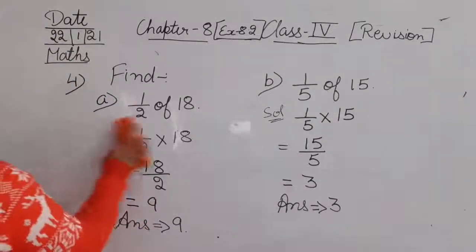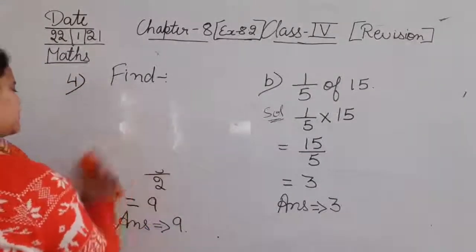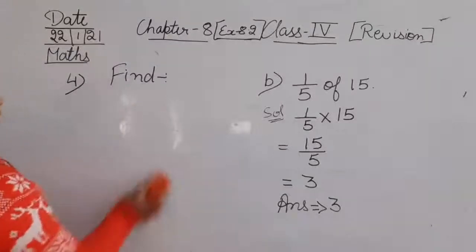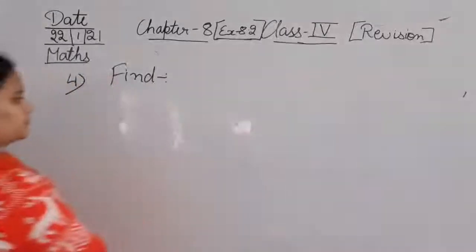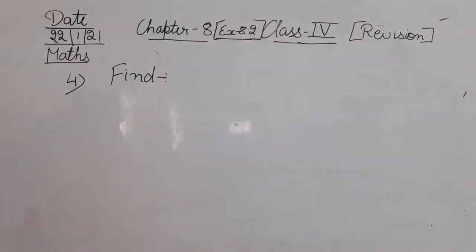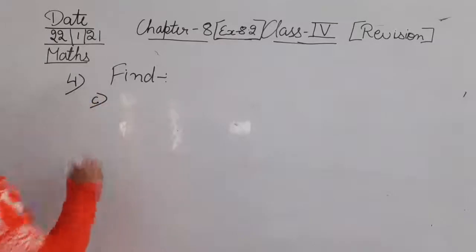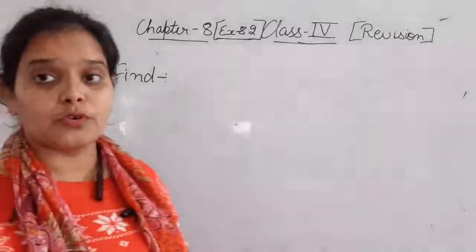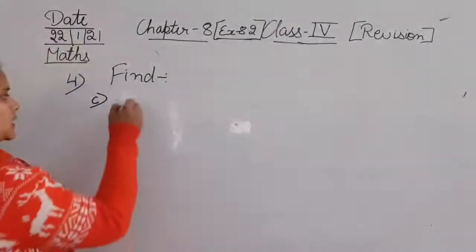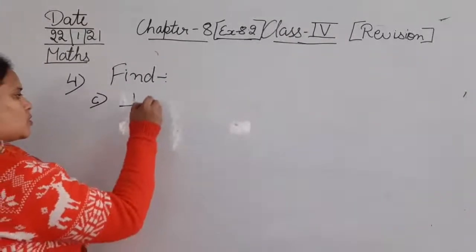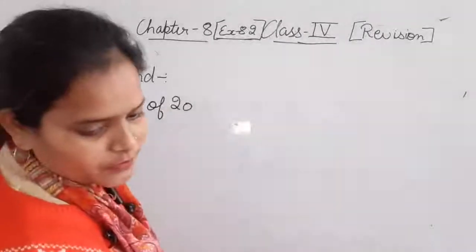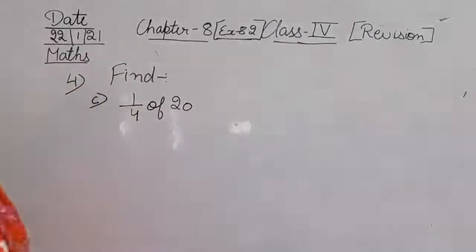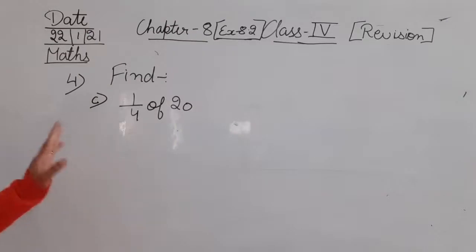चलिए लेट्स मूव टू द सी पार्ट. Okay, now moving to the C part of question number 4. Okay, so the question number 4 C part is, that is 1/4 of 20. इन्होंने कुछ दिया नहीं है. So 1/4 of 20. Same method we will use in this as well.